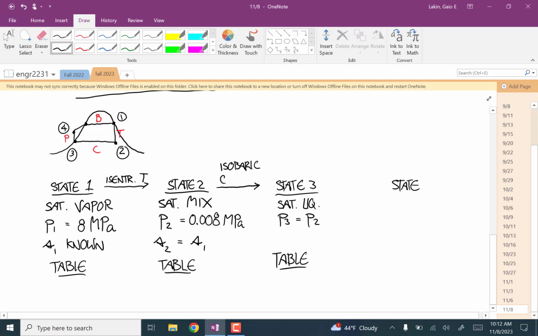And then the last one, at state 4. This is the only state where it's not at saturation. We have one that's a mix, but this is the only one that's not at saturation. So this is a compressed liquid, which makes it a little bit more of a hassle because we need 2 properties in order to look this up. But this is an isentropic pump.